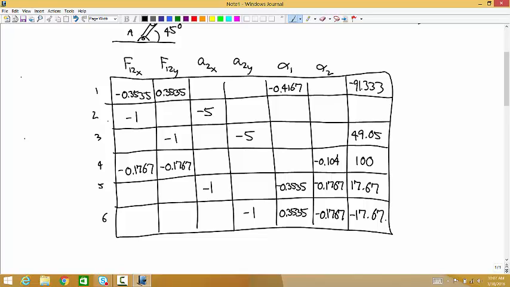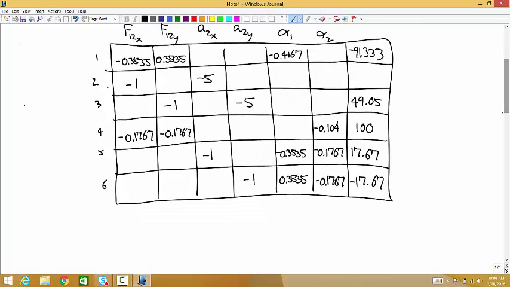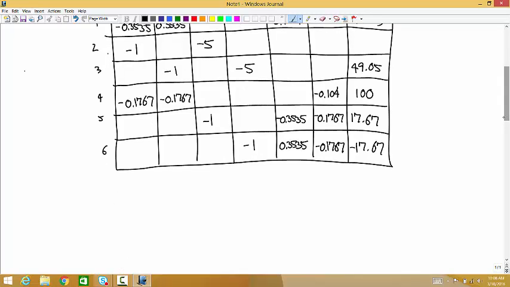And I don't have the answers here. I know I had them somewhere, but does anybody have answers from yesterday? And if not, will a few people plug these in so we can hopefully get the same answer? So we're going to get F12, A2, the acceleration of the center of mass of 2, and then alpha 1 and alpha 2.